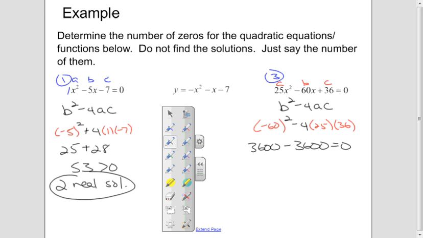Okay? So when the discriminant is 0, you get one real solution. Can't say what it is. It's not that the solution is 0. You just know that there's one of them. Okay? Just a quick look here on the next slide.